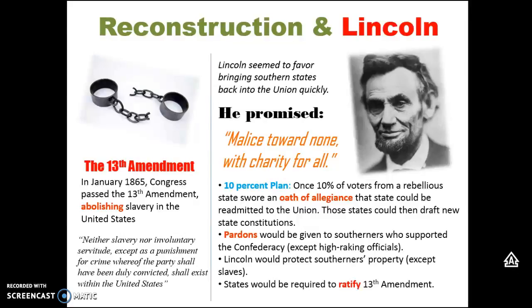He also issued pardons. Pardons would be given to Southerners who supported the Confederacy, except high-ranking officials. Lincoln would protect Southerners' property, except slaves. So he basically said, if you return, you can still keep your plantations, you can keep all your land, you just cannot keep the slaves. States would be required to ratify, and that means to approve, the 13th Amendment.